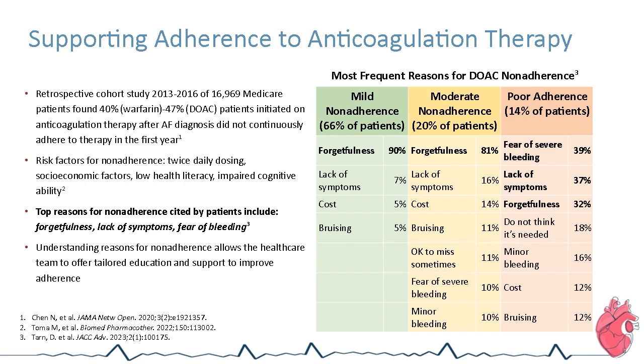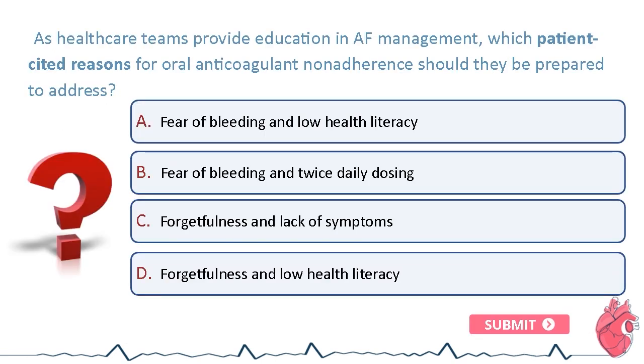As healthcare teams provide education in AFib management, which patient-cited reasons for oral anticoagulant non-adherence should they be prepared to address? A. Fear of bleeding and low health literacy. B. Fear of bleeding and twice-daily dosing. C. Forgetfulness and lack of symptoms. Or D. Forgetfulness and low health literacy.